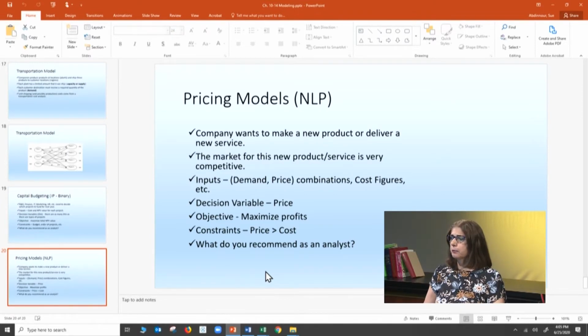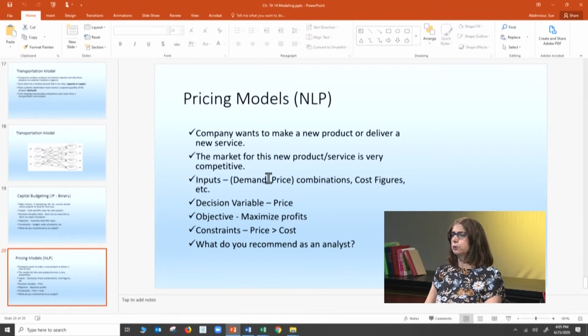So we're looking at what the givens are. Usually the company wants to make a new product or deliver a new service. The market is very competitive. The inputs will be the demand and price combination. Even if it is a new product, you can get data from the market and consumer sources that show what the demand for a certain product was and at what price it was being sold.